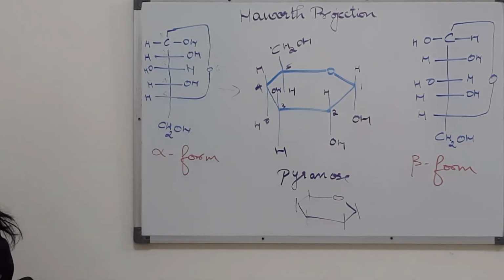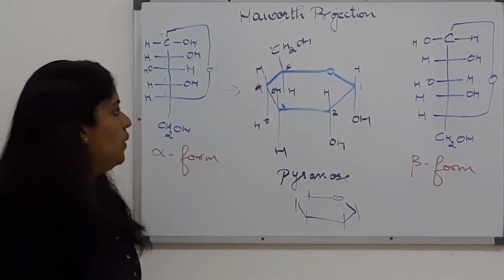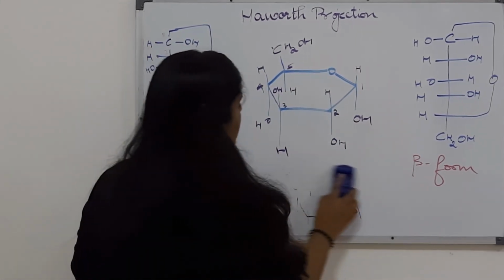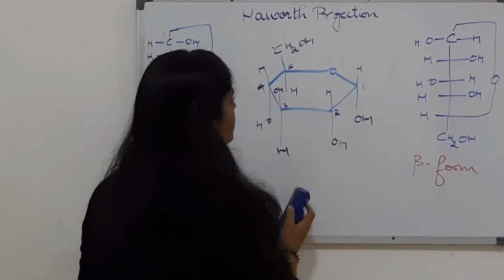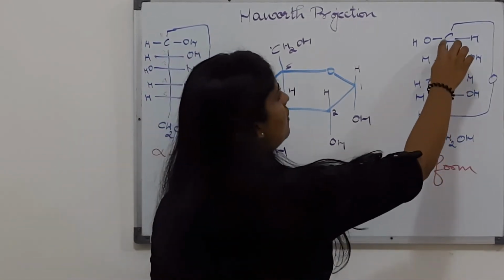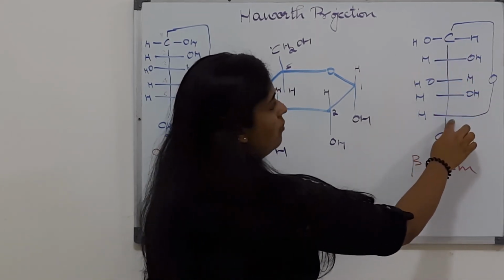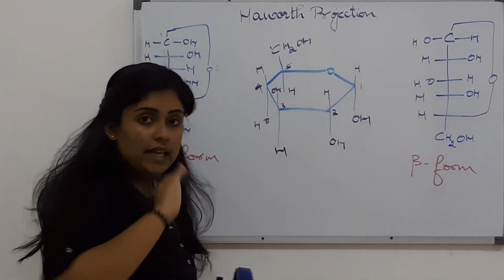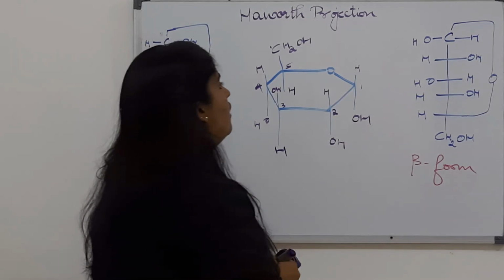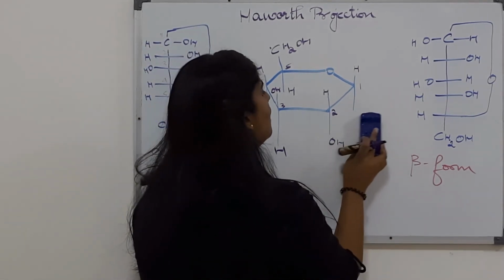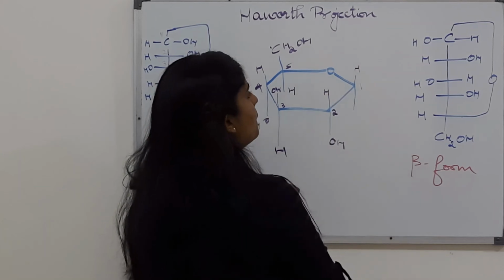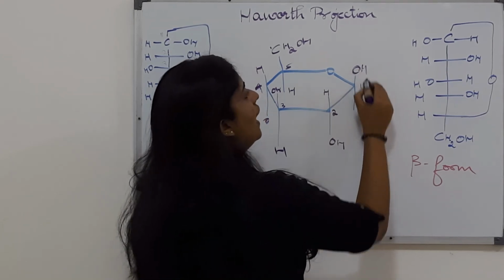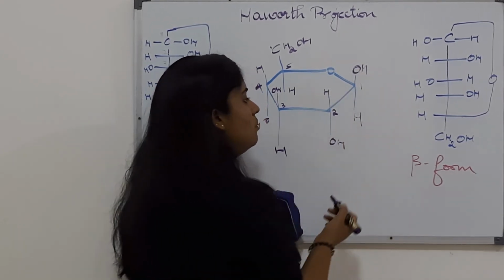Now if I have to draw the beta form of this, let's look into where the change comes. Everything remains the same: first carbon, second carbon, third carbon, fourth carbon, fifth carbon, and oxygen. On the first carbon, where is the difference? OH is on the left, H is on the right. So the only change that happens is that this OH is on the left, which means my OH comes at the top and H comes at the bottom.